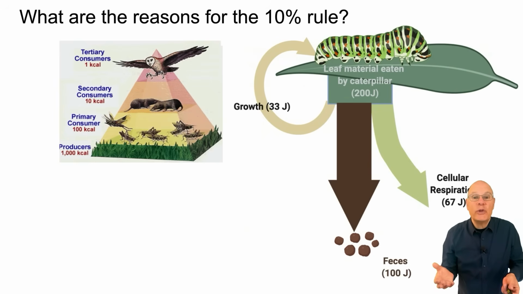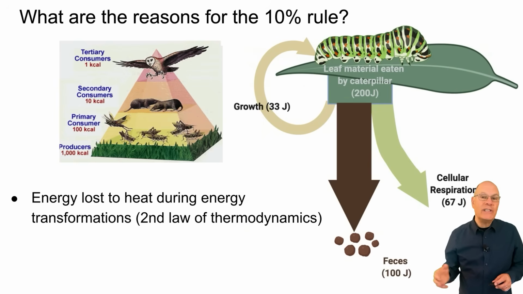What are the reasons for the 10% rule? The first reason has to do with physics. Energy is lost to heat during any energy transformation. That's the second law of thermodynamics. So when primary consumers are eating producers, that's an energy transformation. Some of that energy is simply lost as heat.